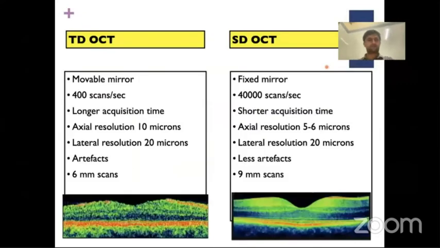So A scans give us a B scan, and multiple two-dimensional scans are used to construct a three-dimensional scan. Broadly, there is time domain OCT and spectral domain OCT. Time domain OCT uses a movable reference mirror and takes only 400 scans per second. It takes a longer time and gives lesser resolution compared to spectral domain OCT, which uses a fixed mirror and scans at the rate of 40,000 per second. So there is lesser acquisition time and better resolution, as you can see in the image.